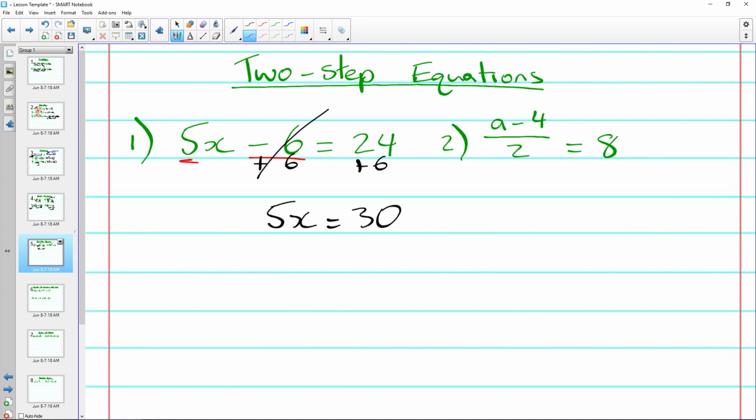Now that we have that, it's saying 5 times x, and the opposite of times is divide. So divide by 5, divide by 5. We have x equals 30 divided by 5 equals 6, and that's my answer.